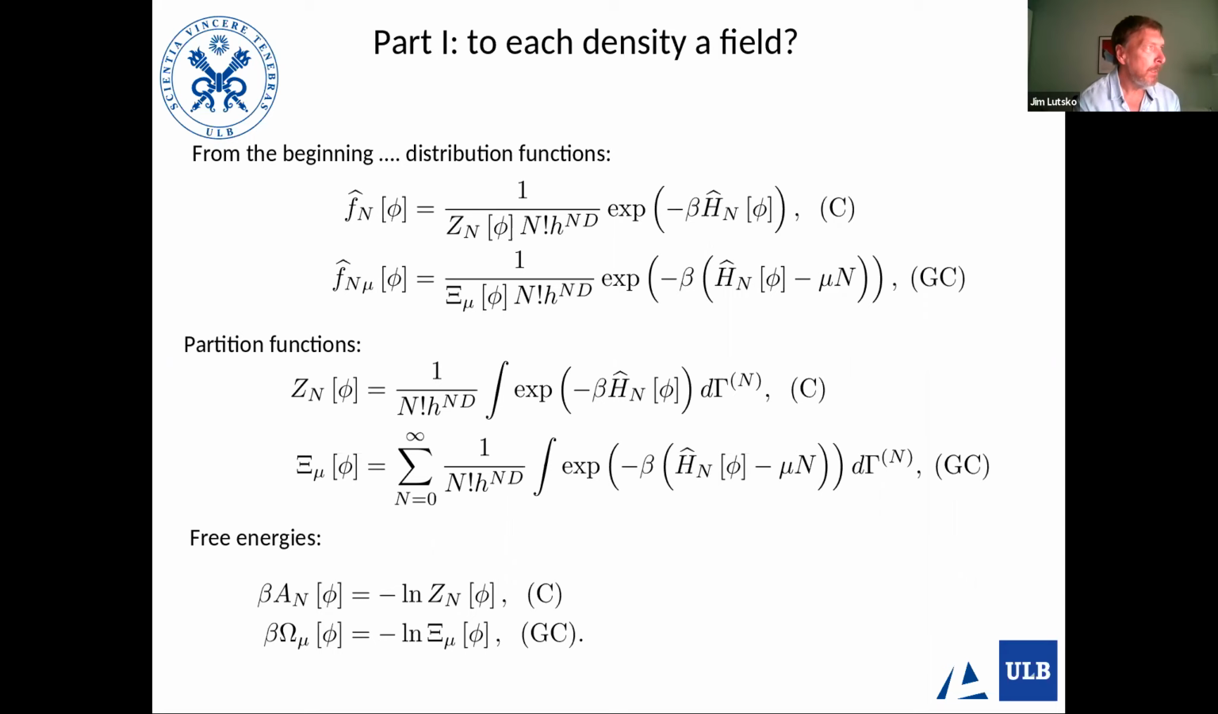So to start at the beginning, let me see. I don't know. Can somebody tell me, are you able to see my cursor?